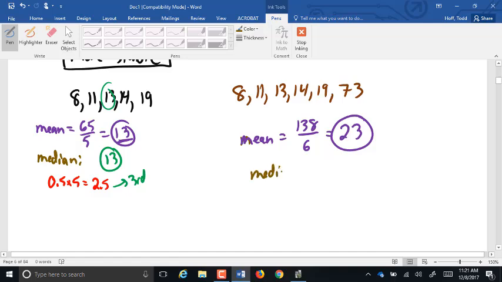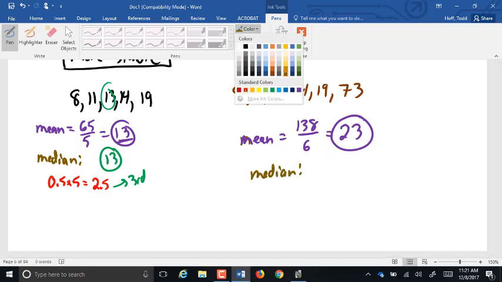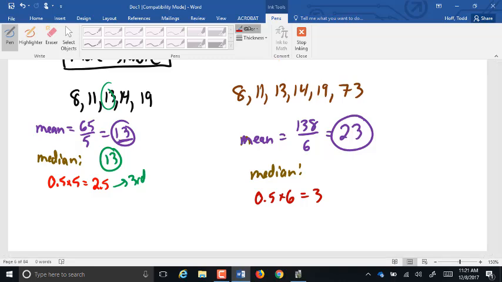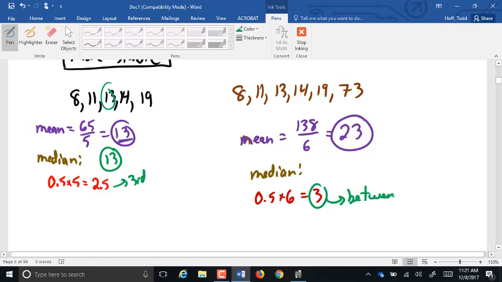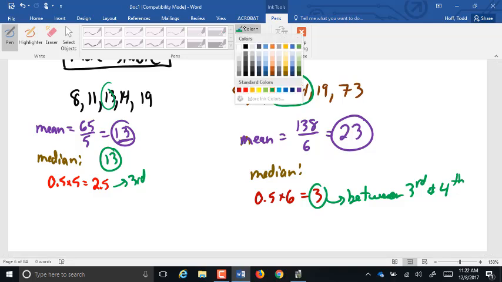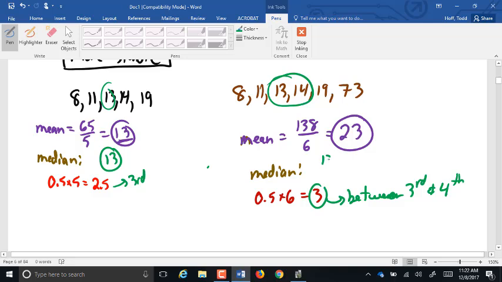What's my median? Well, what's n equal this time? 6. So it's 0.5 times 6, which is 3. Since that came out to be 3, remember when it's an integer or a whole number, that tells us it's between that spot, the third spot, and the next one, the fourth spot. So it's between 13 and 14. We would find that by adding them together and dividing by 2, which is 13.5.